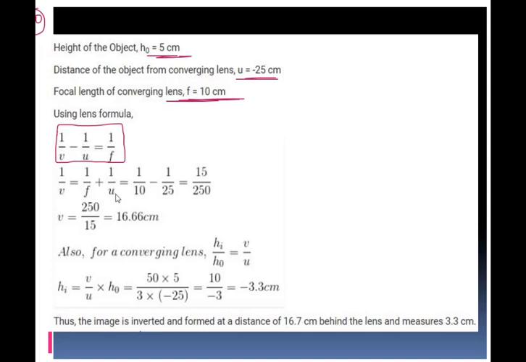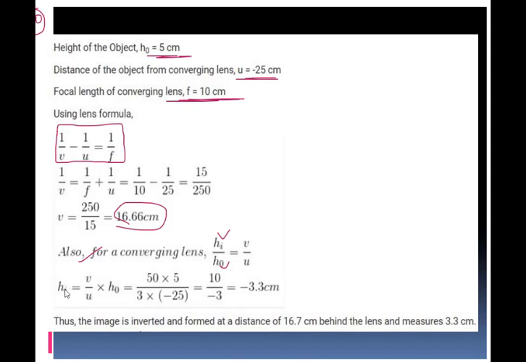Putting the respective values, f is 10 and u is minus 25. After solving we will get v equal to 16.66 centimeter. Now also for a converging lens, magnification equals height of the image divided by height of the object, that is v by u.